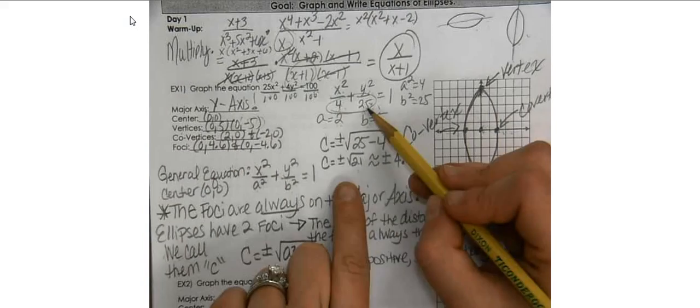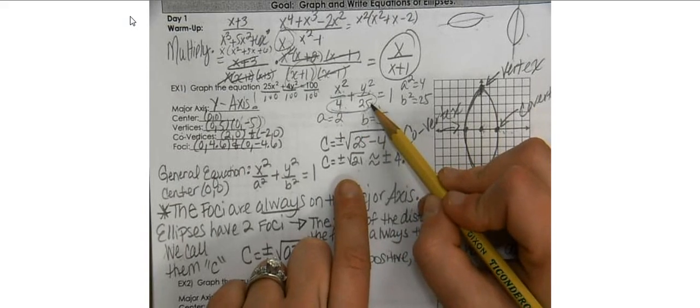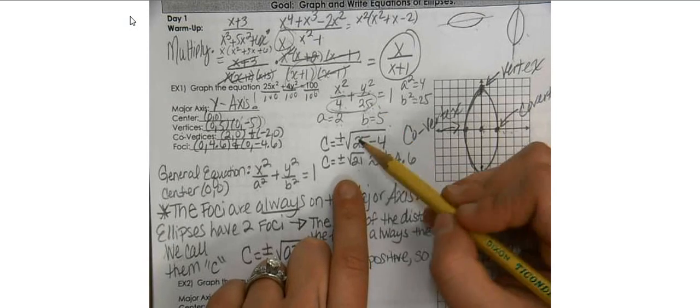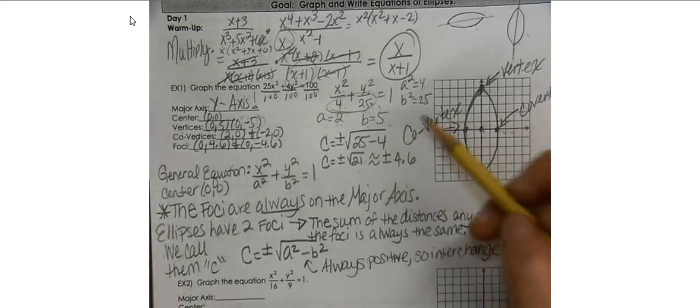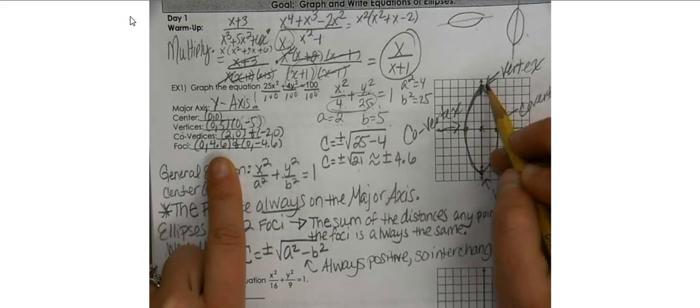And in order to find your foci, you're going to take plus or minus the square root of the difference between your denominators, always making sure that you put the big one before the little one. So that's something that's important. And then your foci are always on your major axes. So that's how you graph an ellipse. Let's go ahead and look at example number 2.